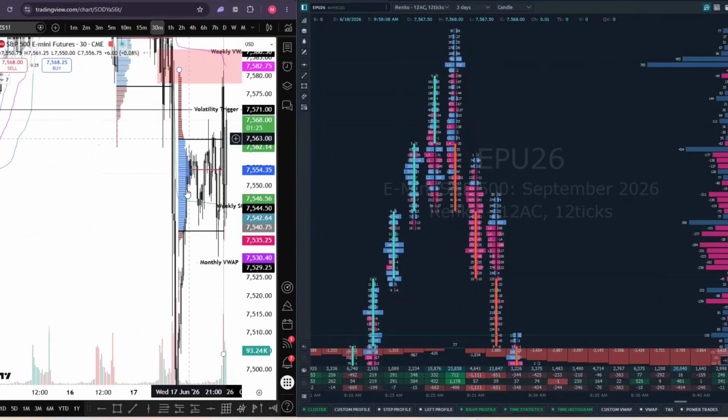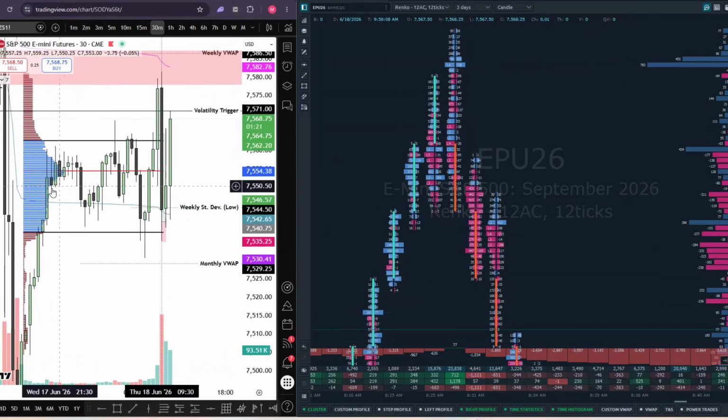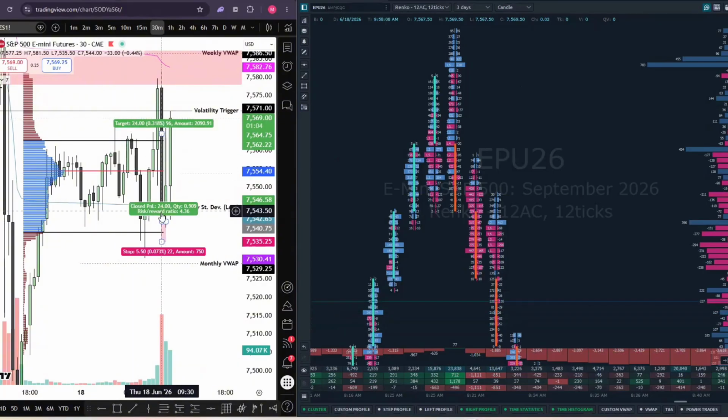If I go to 30-minute, this blue line is the weekly standard deviation low, and see on weekly time frame, this is balanced market. So if we are balanced, we should go from lower edge to upper edge and upper edge to lower edge, right? So if we are at VWAP and we push market all the way down to lower edge of the weekly standard deviation, I should expect market to bounce back again from there, right?